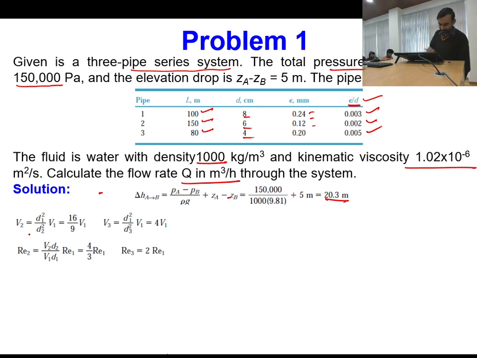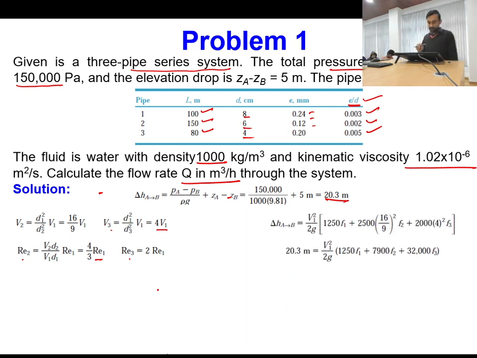Before that, the velocity correlations are shown here. V2 will be V1 times D1 square by D2 square, which means 16 by 9 of V1. Similarly, V3 will be 4 times V1. If you apply the same formulation for the Reynolds number, then Re2 will be 4 by 3 of Re1 and Re3 will be 2 times Re1. This is simple geometric manipulation based on the continuity equation, conservation of mass.